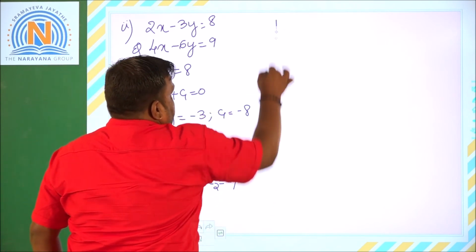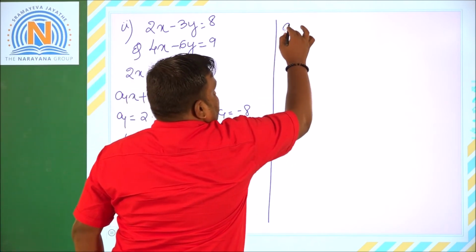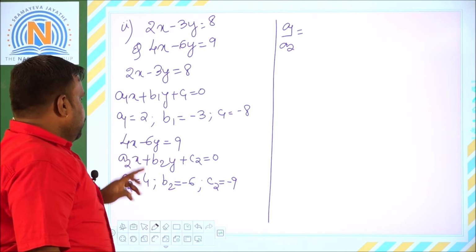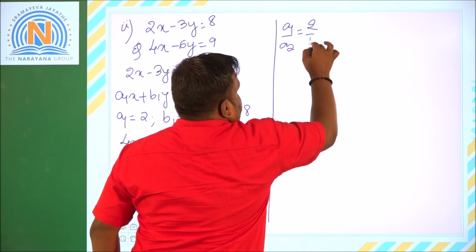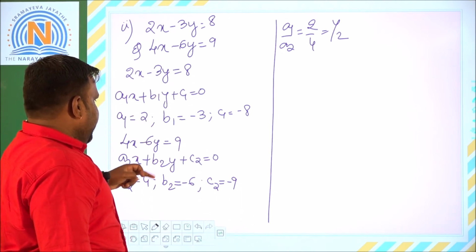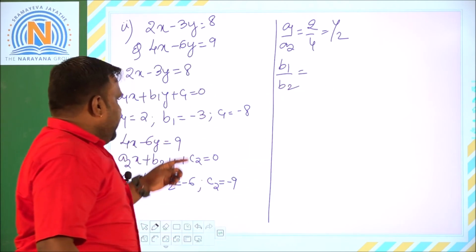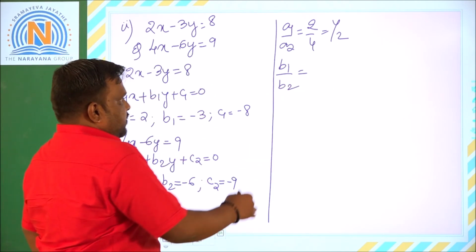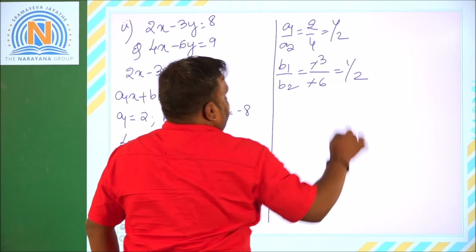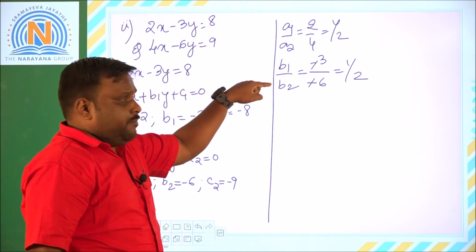Now again concentrate on the ratios. a1 by a2: a1 is 2 and a2 is 4, so that is 2 by 4, that is 1 by 2. Similarly, with respect to b1 and b2, b1 by b2 is equal to minus 3 by minus 6. Again we are going to get 1 by 2. Now if you concentrate here, we got a1 by a2 is equal to b1 by b2.